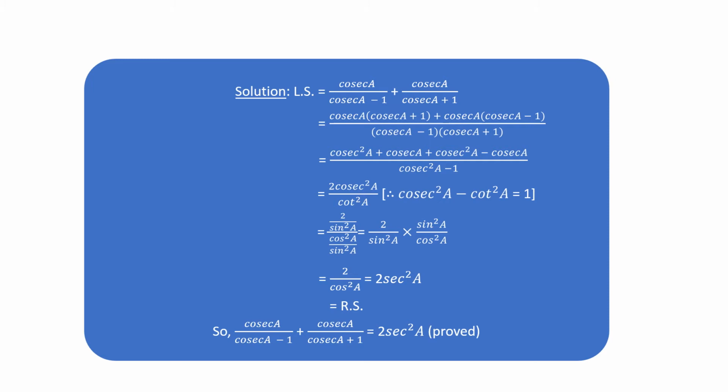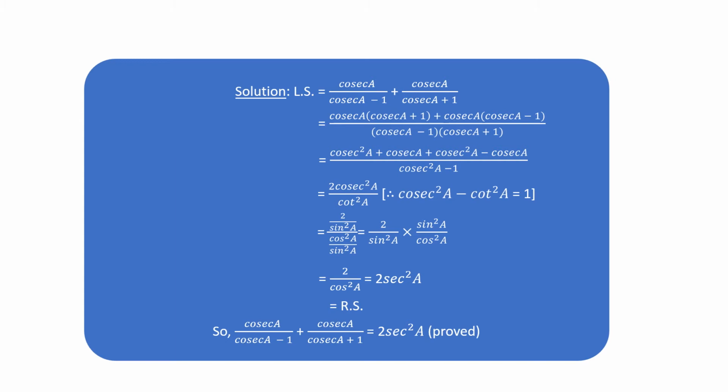Then 2 cosec² A by cot² A. We know cosec² A − cot² A = 1, so cosec² A − 1 = cot² A. We know cosec A = 1 / sin A, so cosec² A = 1 / sin² A, and cot² A = cos² A / sin² A. Dividing, we multiply by sin² A / cos² A, which equals 2 / cos² A, which is 2 sec² A, the right side.